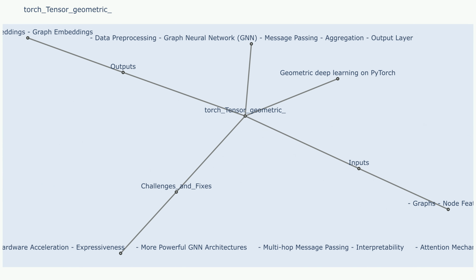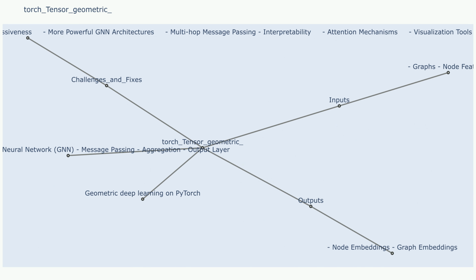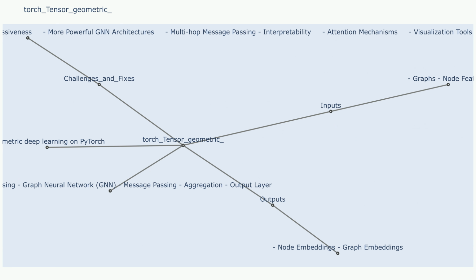This object represents a graph and contains information about nodes, edges, features, and labels. Model: a PyTorch Geometric GNN model instance. Model outputs: these outputs can vary depending on the task and model used. For example, in node classification, the output would be a tensor of predicted class labels for each node. Loss: the loss value, calculated by comparing the model's predictions with the ground truth labels.